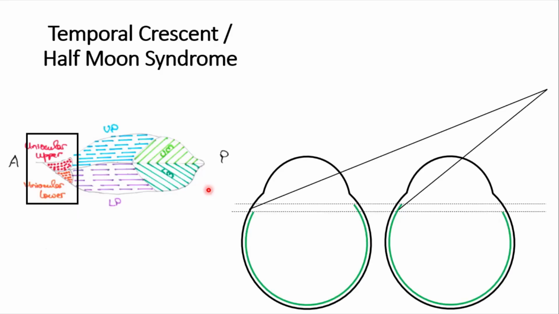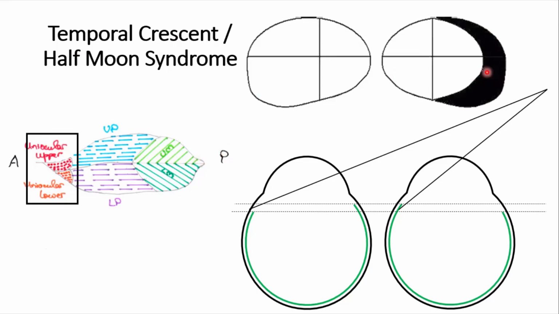Now, finally, let us understand the temporal crescent. Let us take a lesion which is affecting the most anterior part of the occipital cortex. So it is these fibers which are getting affected, which are the uniocular fibers. Now, what happens? These are fibers which are coming from the opposite retina. So we'll get a field effect like this.